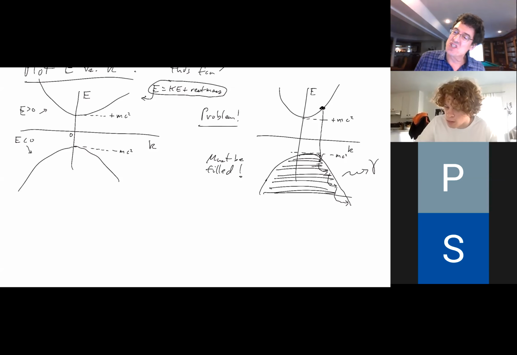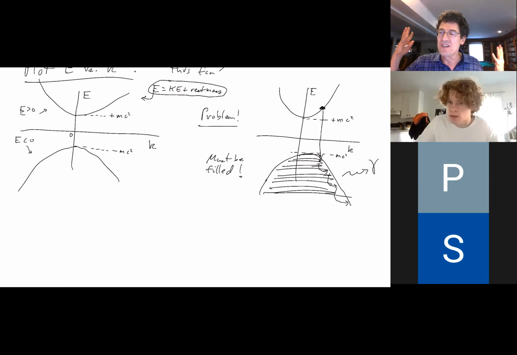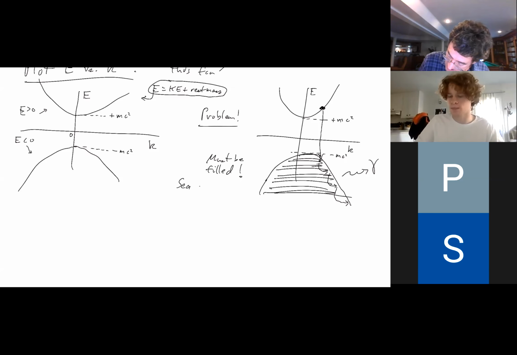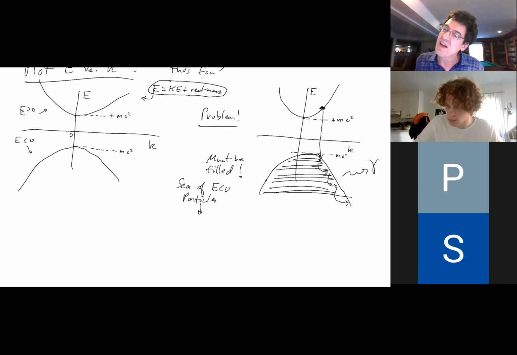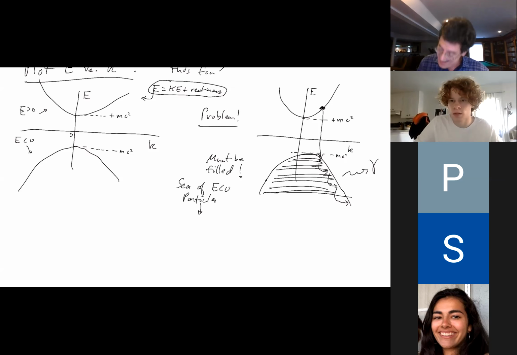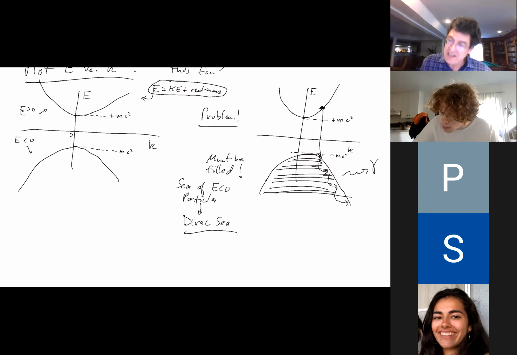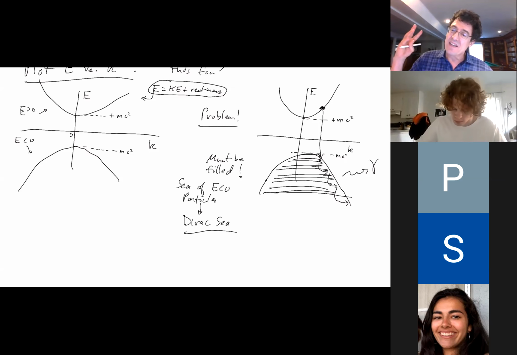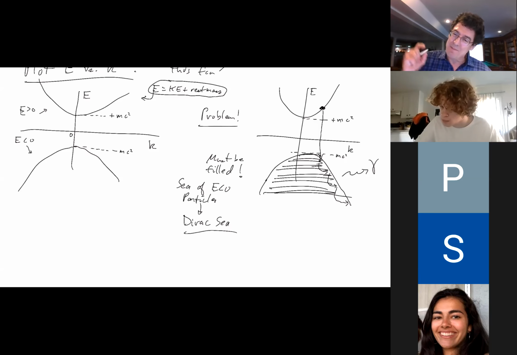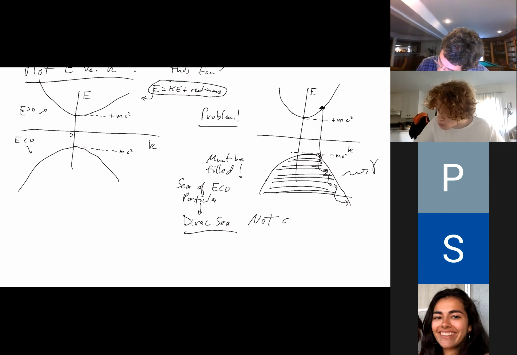And we have a name for this. It's a whole sea of particles, a sea of negative energy particles. What do we call the sea of negative energy particles? It has a name. We call it the what? Dirac Sea. Yeah. We call this the Dirac Sea. It's the Dirac Sea of negative energy particles. They are not antiparticles.